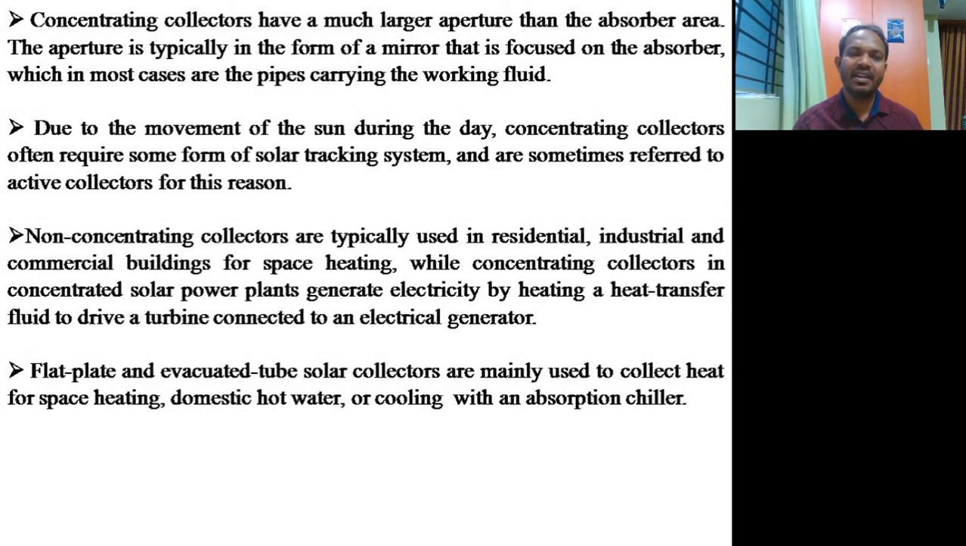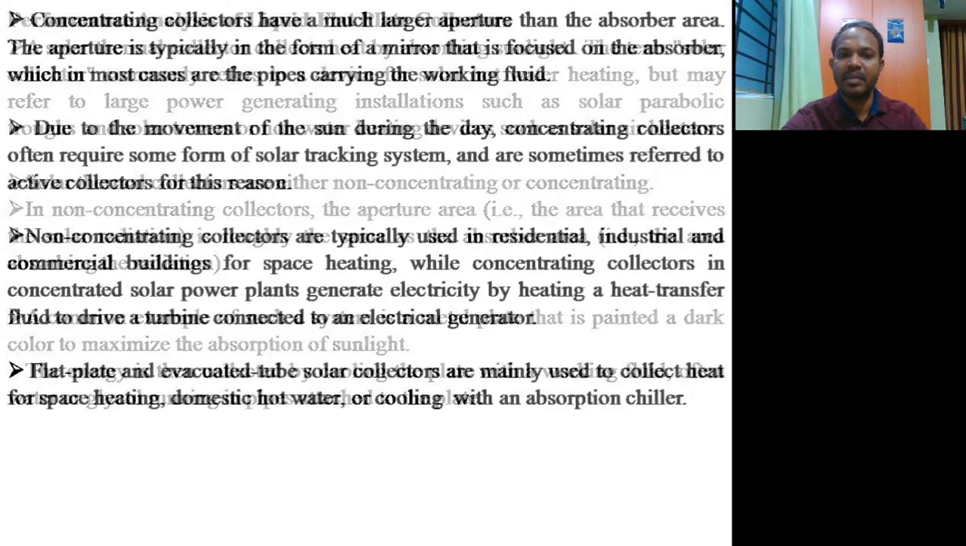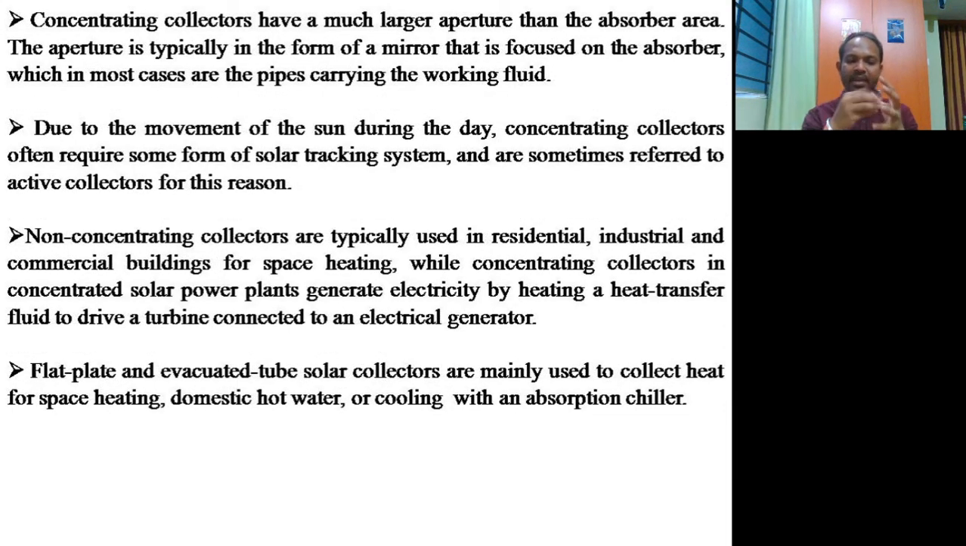Basically, these concentrating collectors have a much larger aperture than the absorber area. How will it be more? It is only because concentrating collectors will always have reflections. So, as we just discussed here, this aperture area will have a reflective section, within which all the radiations will be reflected and collected at a line, or it may be a point concentrating.